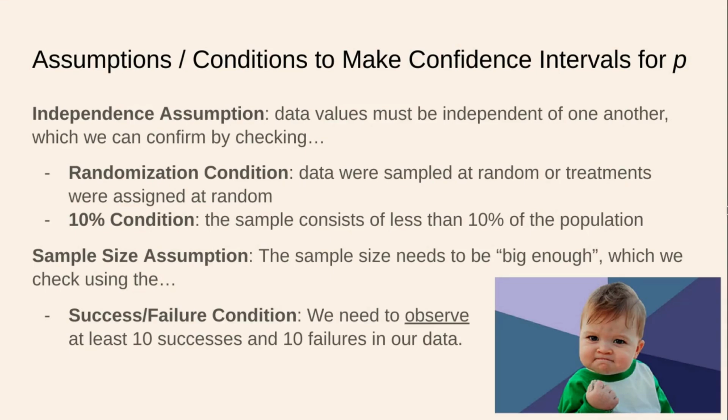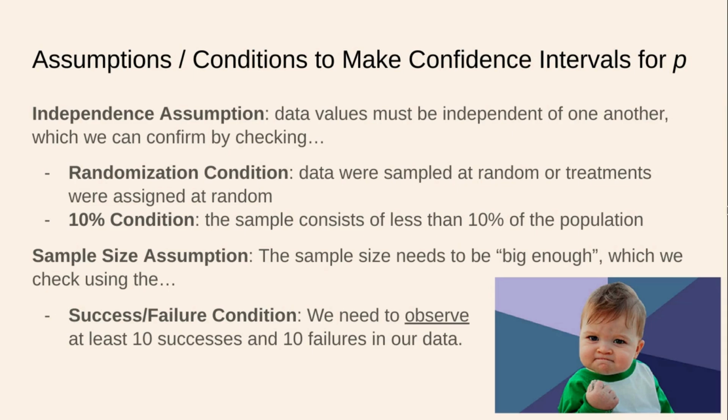Welcome back, AP Statistics. This is part 3 of chapter 18, talking about confidence intervals for p, the population proportion. Here is the set of assumptions and conditions we need to check off before we make a confidence interval.